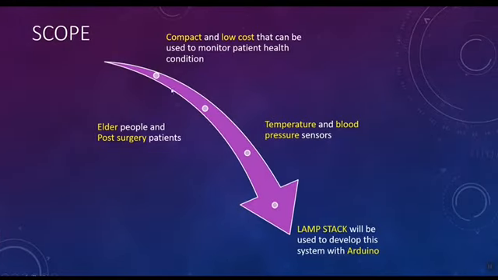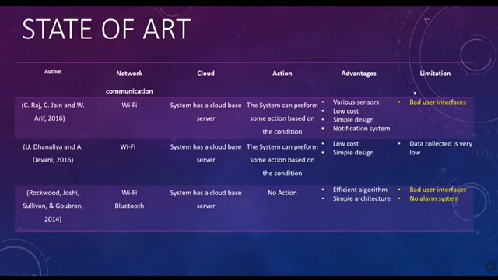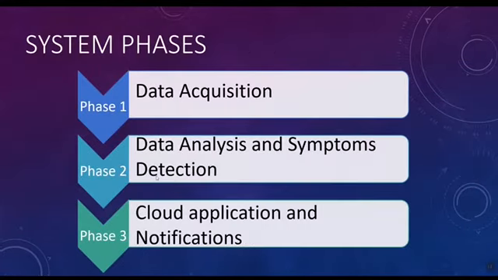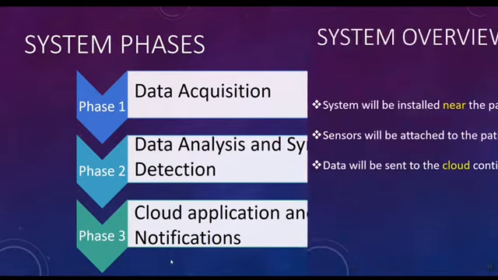Scoping our project, we are trying to be compact and low cost. We focus on individual and post-surgery patients. We're also measuring two parameters, temperature and heart rate. In the literature review, we are focusing on fixing the limitations of two papers, which are the user interface and the alert system. For the methodology, our project has three phases: data acquisition, data analysis and detection, and the cloud application and notification.